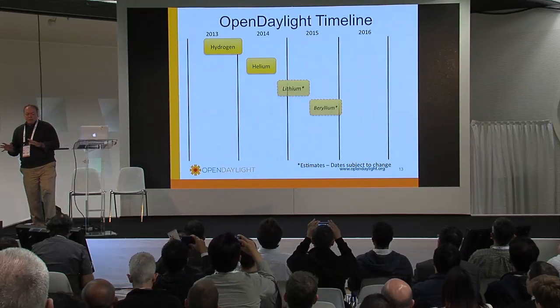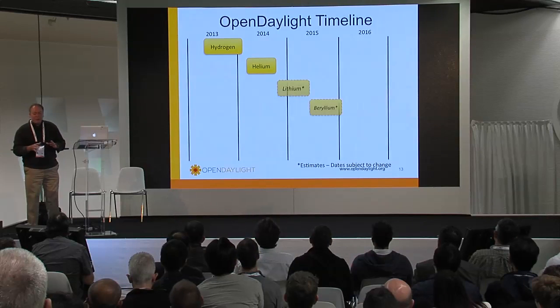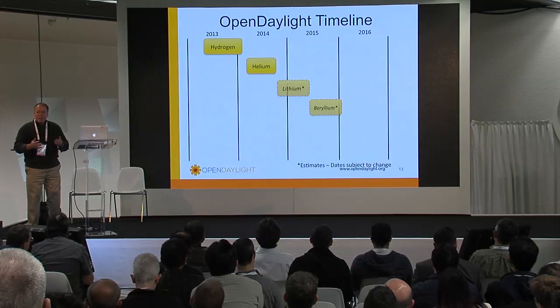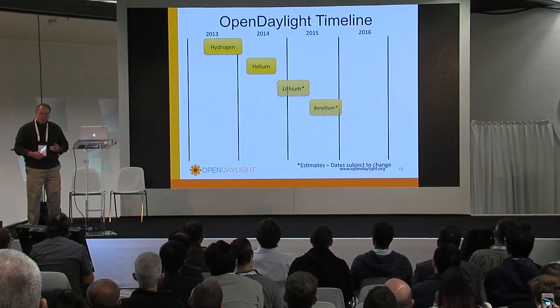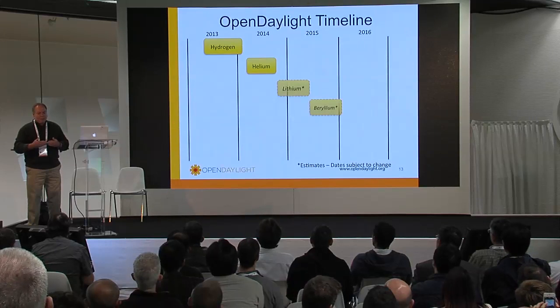This kind of just outlines what our timeline looks like. Again, we launched in April of 2013. That first release we codenamed Hydrogen. It came out in February of this year. Then we started working on Helium, the second release. Helium just released at the beginning of October. Okay, so it's about a month old.